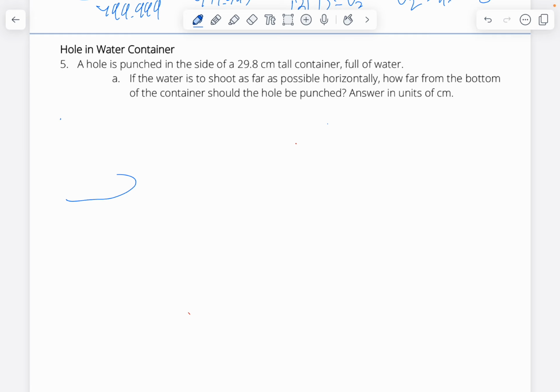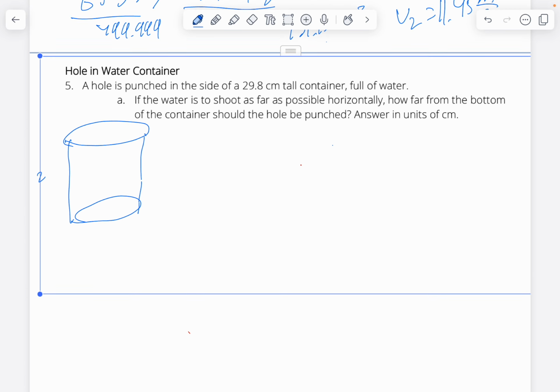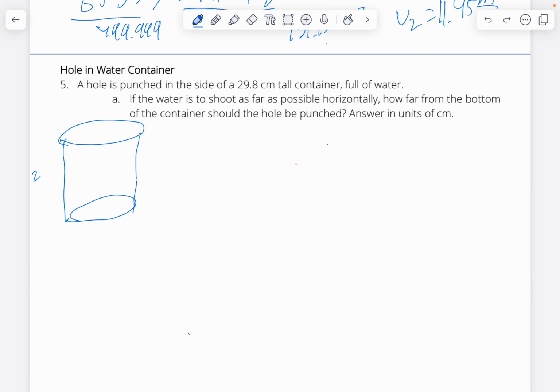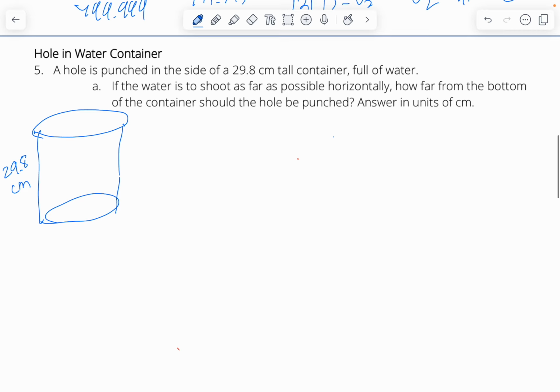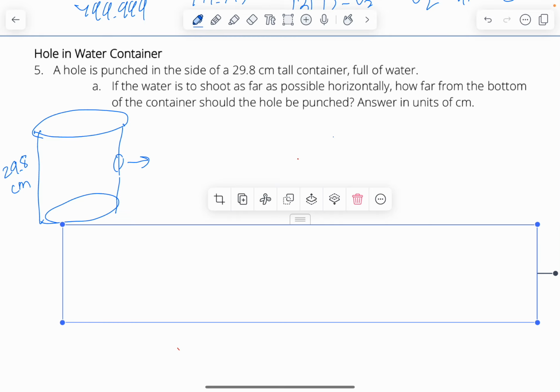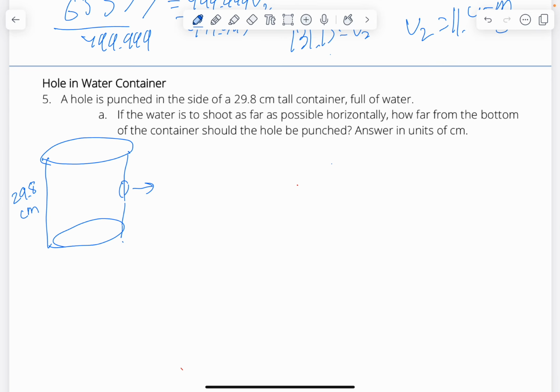Okay, so this one, there is a container, and it's full of water, and they give us the height of the container, so it's 29.8 centimeters. And we poke a hole somewhere in the container, let's say right here, and then water will come out of it, and we want to maximize this horizontal distance. I'll call that x.